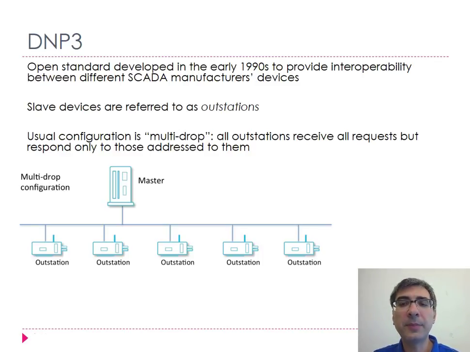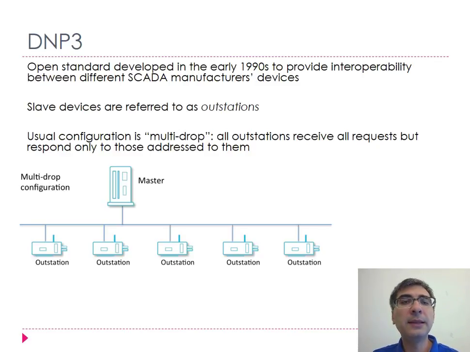DNP3 is an open standard. It was developed in the early 90s, and the purpose was to provide interoperability between the different SCADA manufacturers' devices. That's because at the time, and this is actually still the case to some extent, but less so, every SCADA manufacturer would have their own proprietary protocols. So DNP3 was used to stop this and to have some kind of interoperability so that the different kinds of devices can talk to each other, even if they are bought from different manufacturers. So you wouldn't have to buy all your devices from one manufacturer. And if that manufacturer went out of business, you would not be completely out of luck.